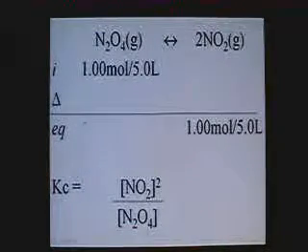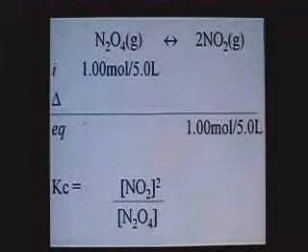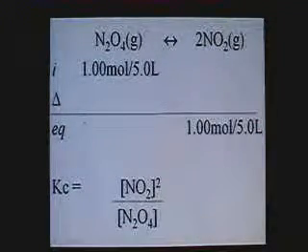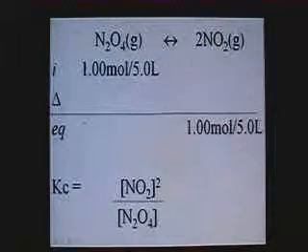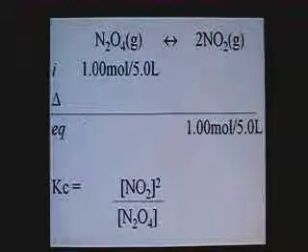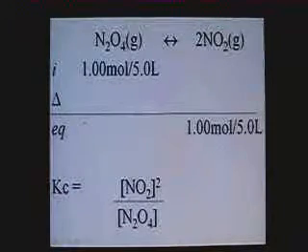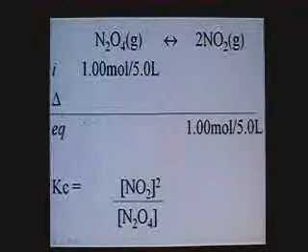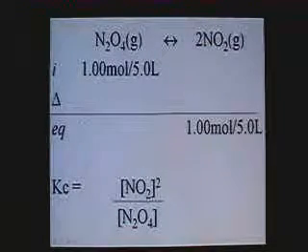The one initial value that was provided was for the reactant, the N2O4. The one equilibrium value that was provided was for the product, the NO2. Notice I've placed the quantity, how many moles were provided, divided by the size of the container, in this case 5 liters. And once we divide these, we'll be able to get the concentration in molarity.